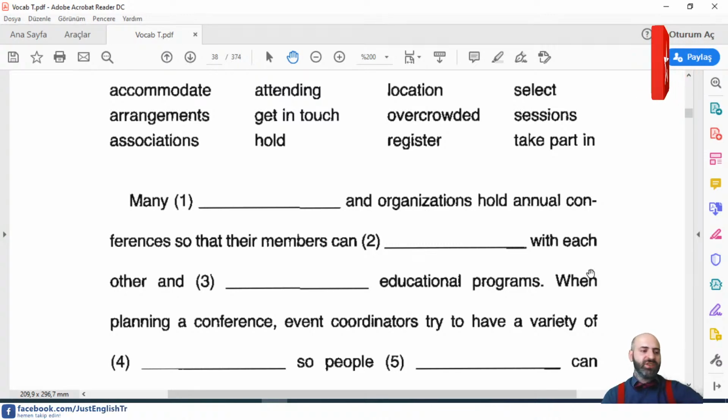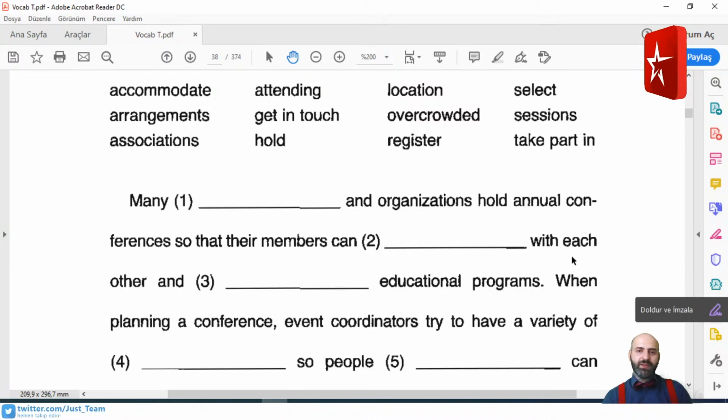Many associations and organizations hold annual conferences so that their members can blah blah blah with each other. What do we need here? Of course, verb. So number one was associations. Let me write the correct answers.